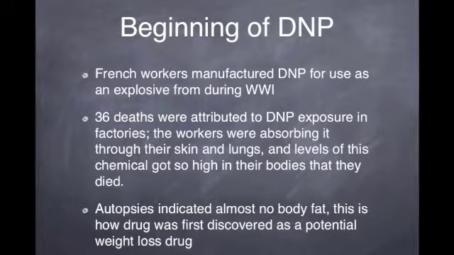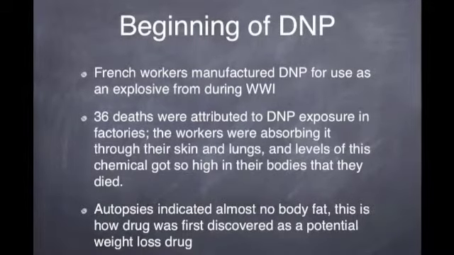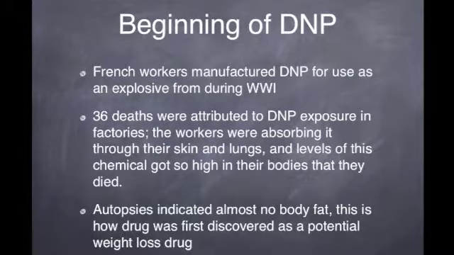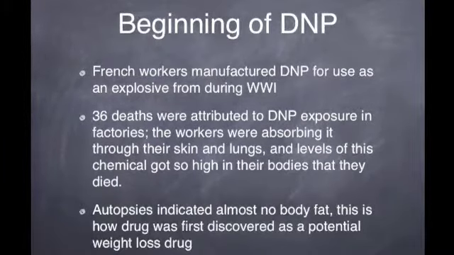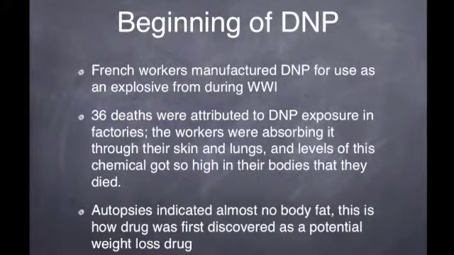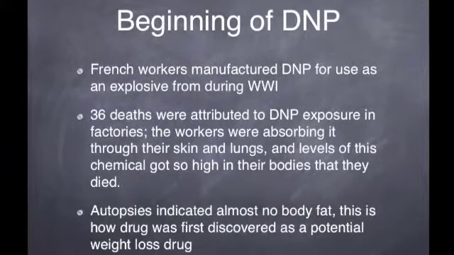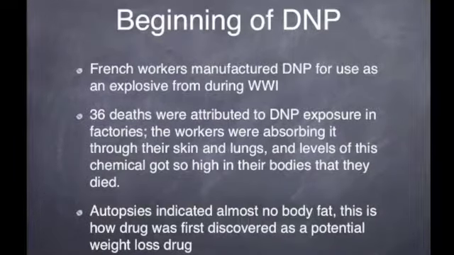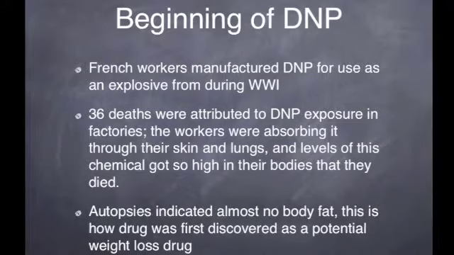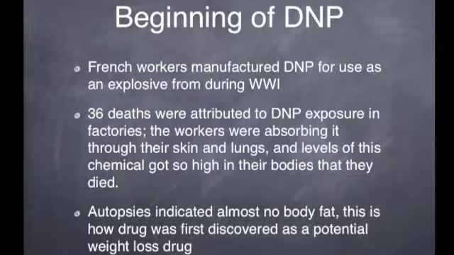During World War I, French workers manufactured DNP for use as an explosive. From this, 36 deaths occurred and were blamed on DNP for the soldiers having exposure to it in the factories. It turns out that they had been absorbing the DNP through their skin and lungs, and the level of the chemical got so high that they actually died. Autopsies were done on the bodies, and they indicated that the people that had died had almost no body fat, and this is how the drug DNP was first discovered as a potential weight loss drug.